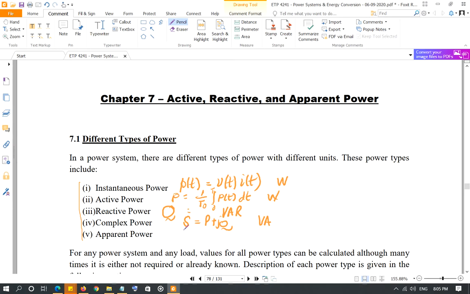And apparent power is simply the magnitude of complex power. Since it's a complex number, you have a magnitude as well as phase. So the magnitude of complex power is the apparent power, which is the square root of P squared plus Q squared, and which can also be calculated as the magnitude of the voltage times the magnitude of the current. And the unit again is volt ampere, voltage times current. So let's look at each of these powers in a little more detail.